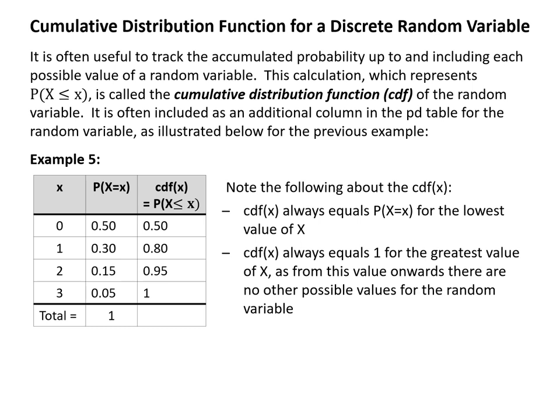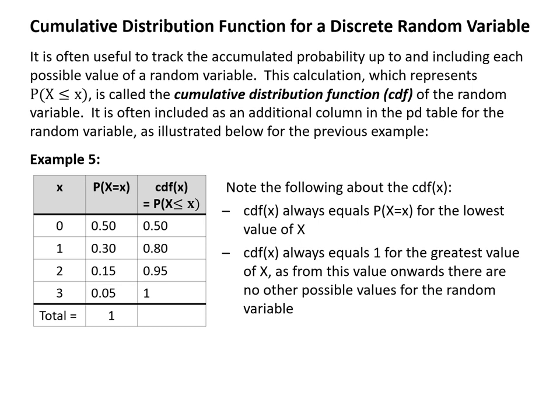It's often useful to track the accumulated probability up to and including each possible value of a random variable. This calculation, which represents the probability that the random variable X is less than or equal to some value little x, is called the cumulative distribution function of the random variable, and we use the shorthand notation CDF for this. It is often included as an additional third column in the PD table for the random variable, as illustrated below for the previous example. Example 5 shows that same probability distribution, except this time the third column is the CDF for each x value.